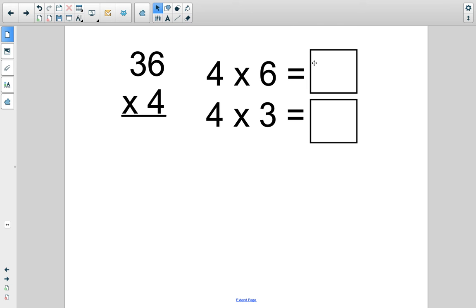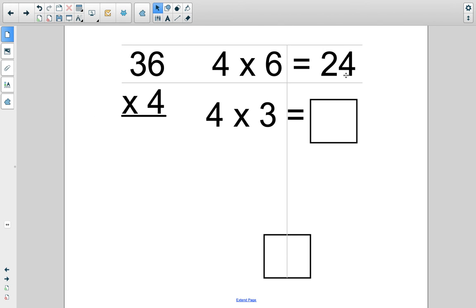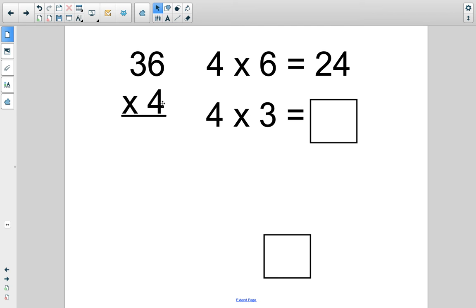So 4 times 6 is 24. I'm going to put my 24 here. I'm just going to type it in.